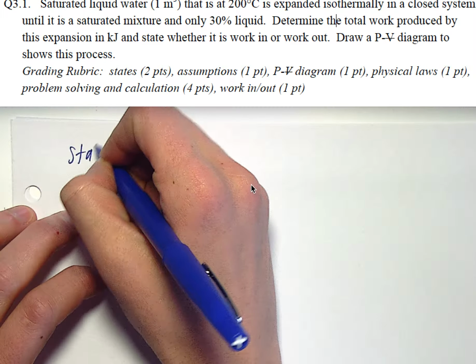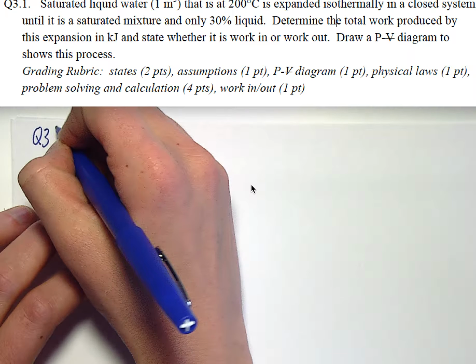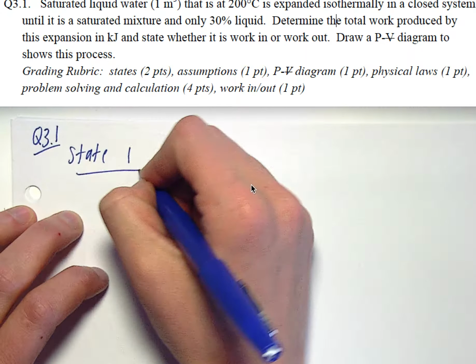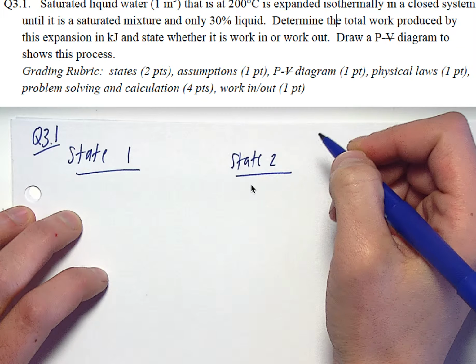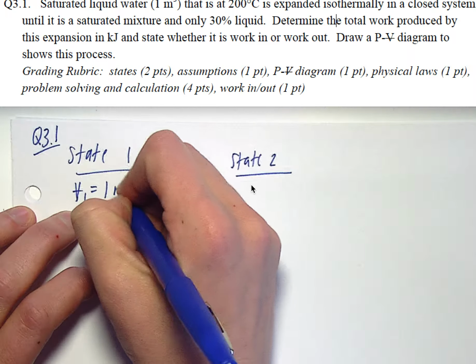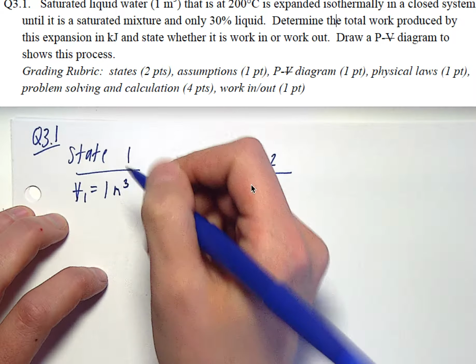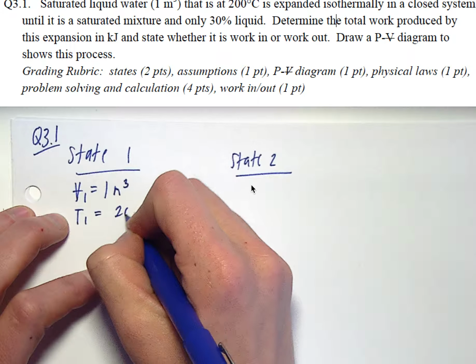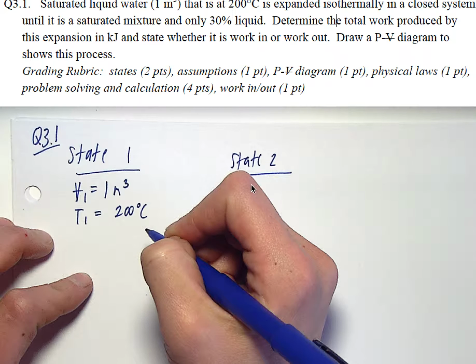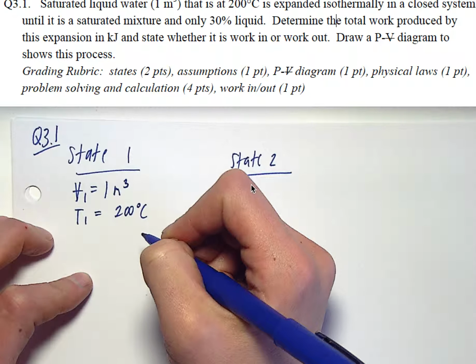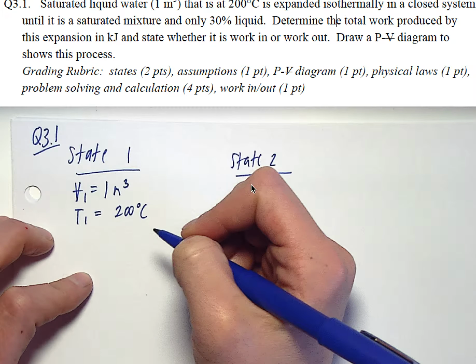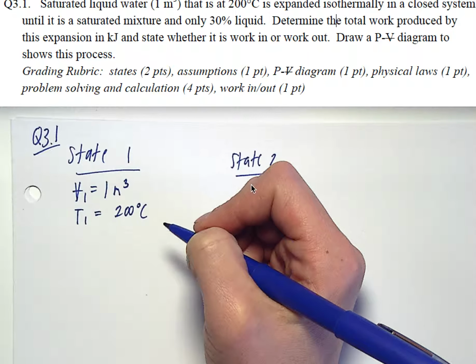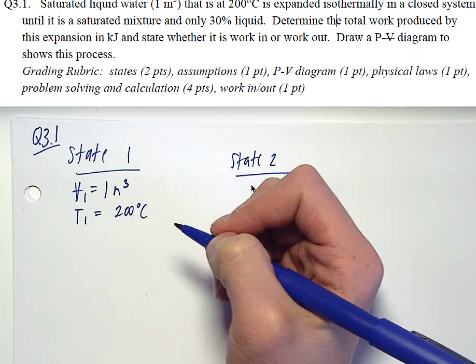We're going to write out the states. State 1 and state 2. So the problem says that you're starting off with 1 meter cubed of saturated water that's at 200 degrees C. It says it's expanded isothermally in a closed system until the saturated mixture is only 30% liquid. It asks you to determine the work produced by this expansion and state whether this is work in or out and draw a PV diagram.